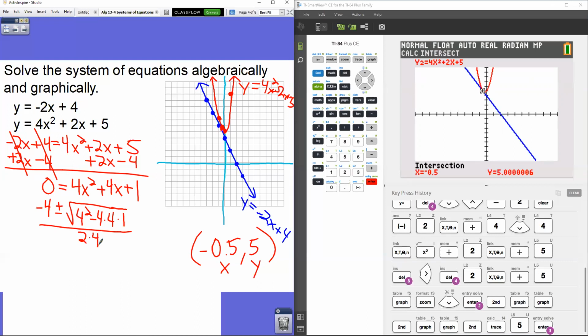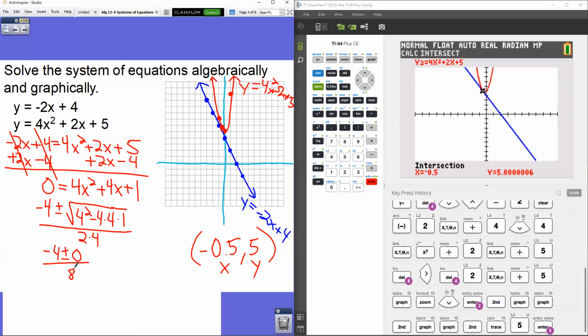This is why it helps to memorize that formula. You don't have to look it up every time. Just go step by step. So negative 4 plus or minus, when you do 4 squared minus 4 times 1, you actually get 0. All right. So plus or minus 0 over 8.